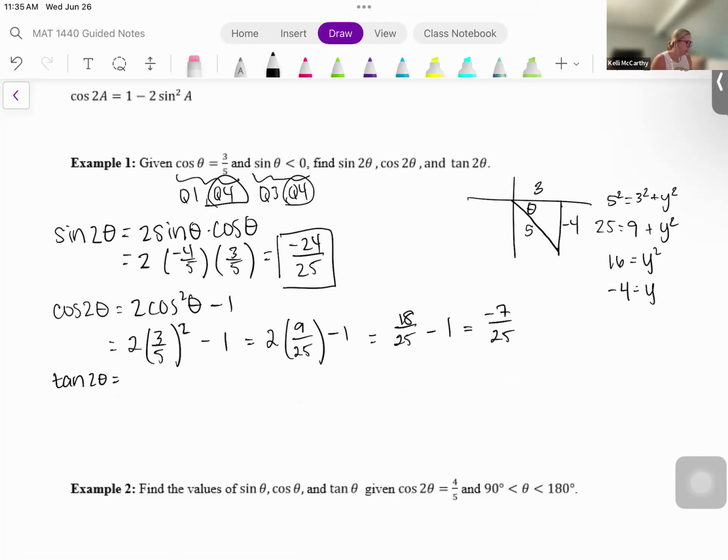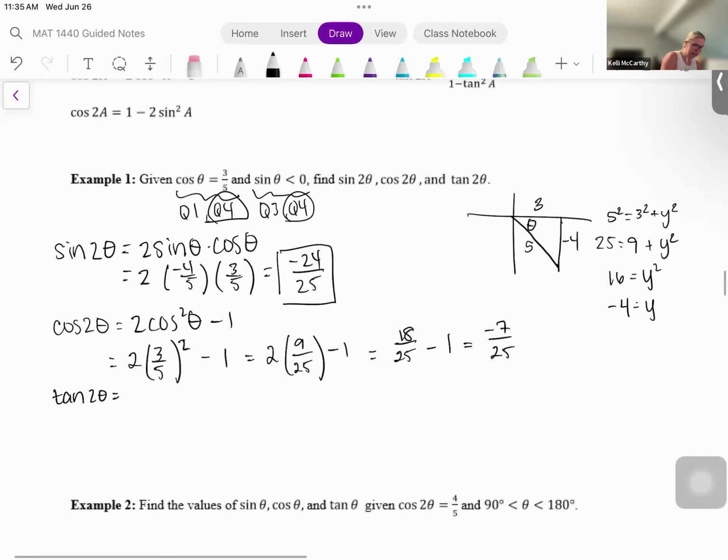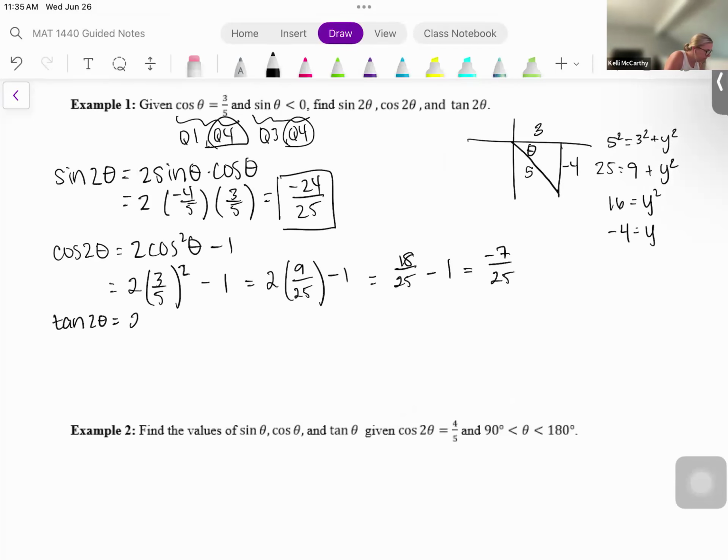And then tangent of 2 theta, we really have two options for tangent of 2 theta. We could use the formula above. So 2 tangent theta over 1 minus tangent squared theta. And looking at our triangle, we can see that tangent of theta is negative 4/3. So 2 times negative 4 over 3 divided by 1 minus negative 4 over 3 squared.